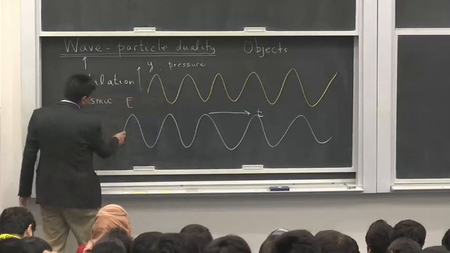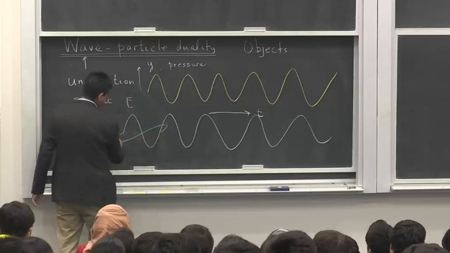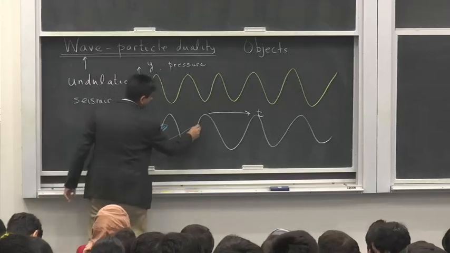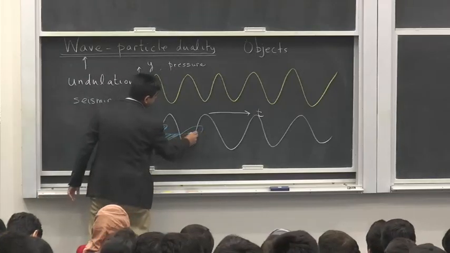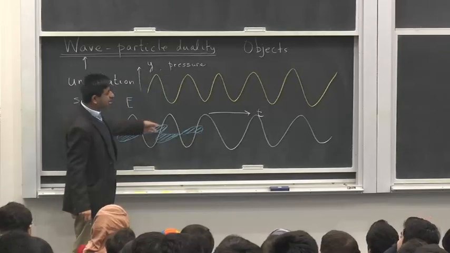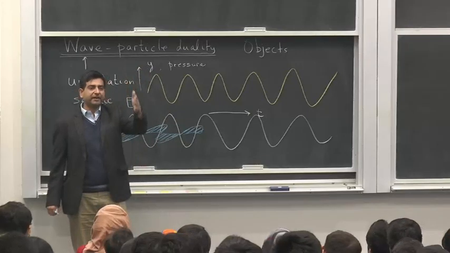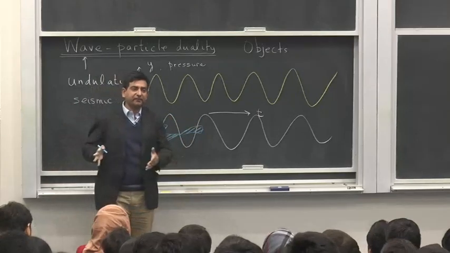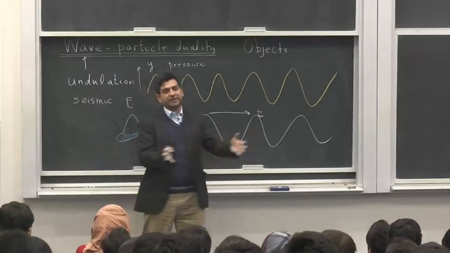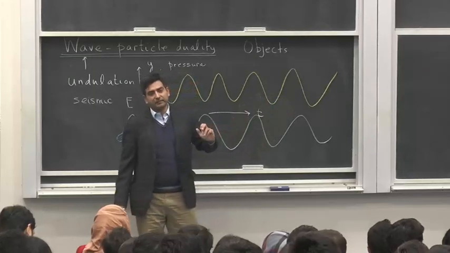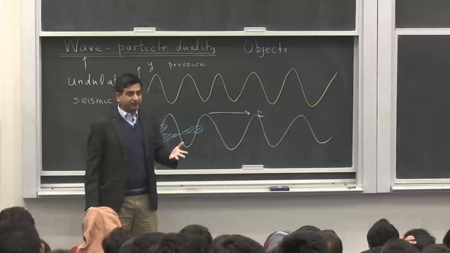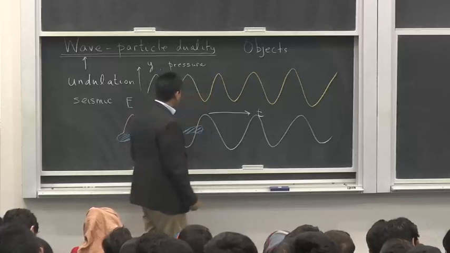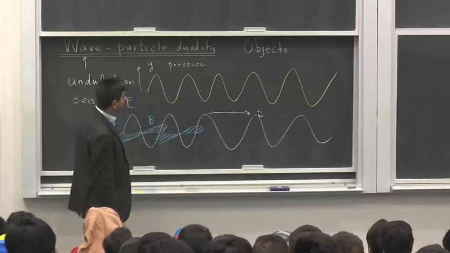I could also draw a magnetic field. So if the electric field is polarized in the vertical plane, the magnetic field is polarized in the horizontal plane. And both the electric and the magnetic field go hand in hand inside an electromagnetic wave. This is again the time axis. So something is oscillating in a wave. It's undulating.